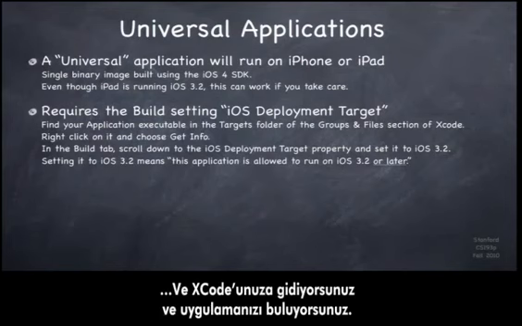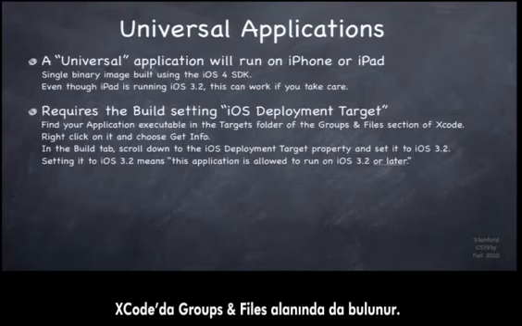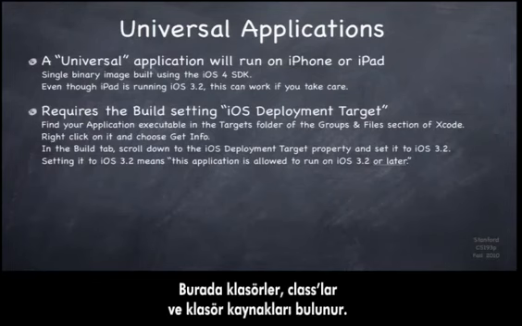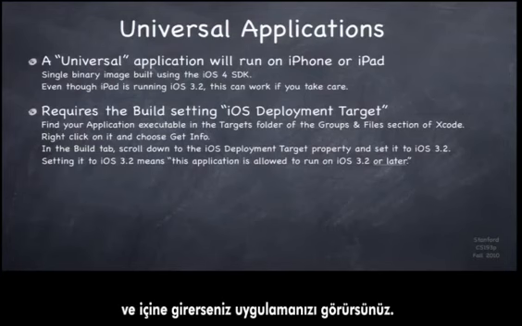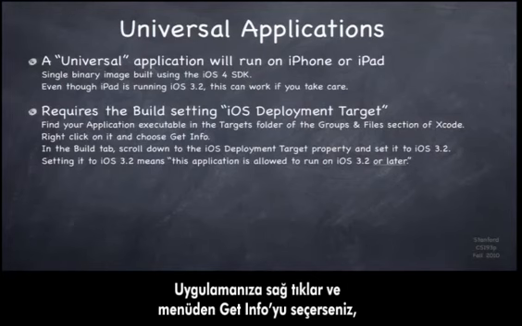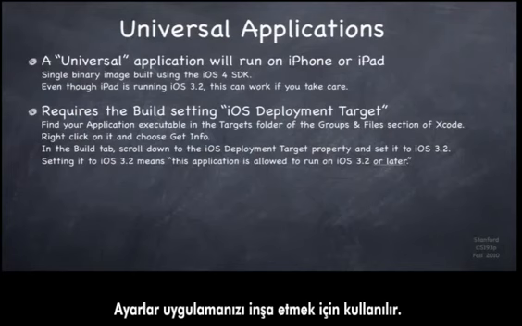So you're going to go into Xcode, and you're going to find your application. Just like all your class files, your application file is also in Xcode in the groups and files area, where the little folder is classes and the folder resources. Well, if you go down farther, there's one called targets, and inside there's your application. If you right-click on your application and choose Get Info from the menu, you'll get all your application settings. The settings are used to build your application.